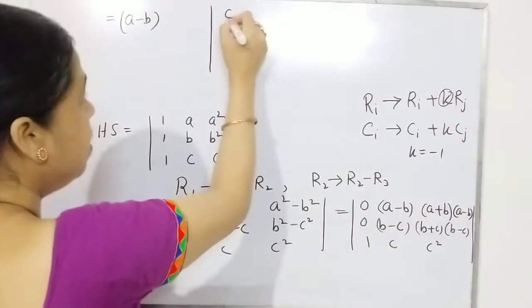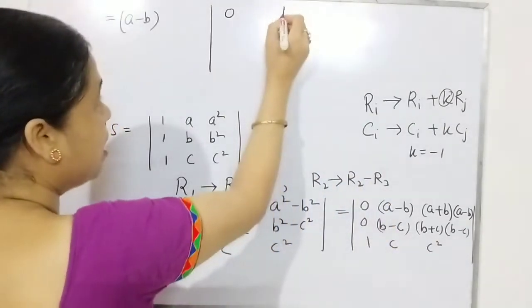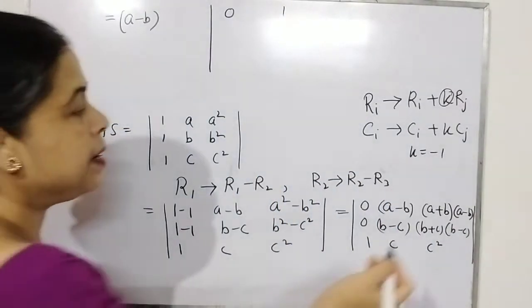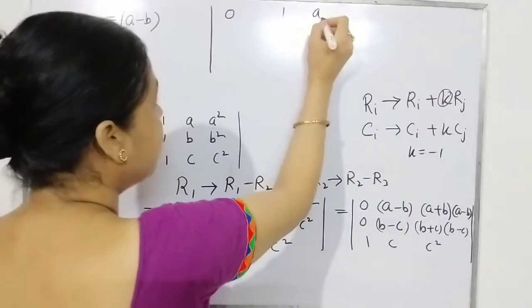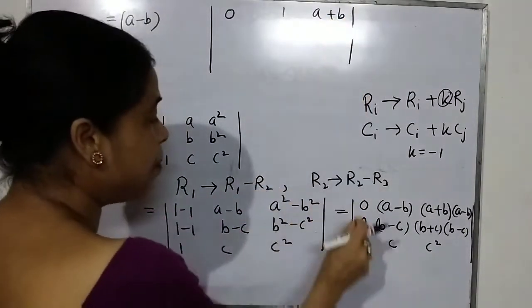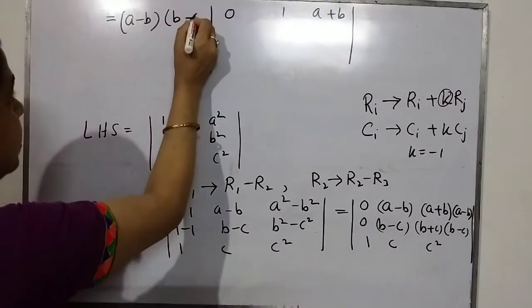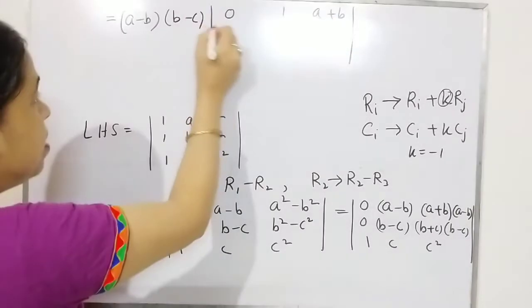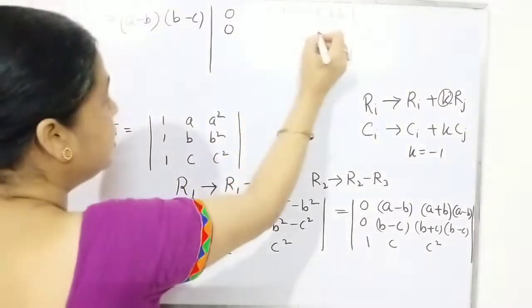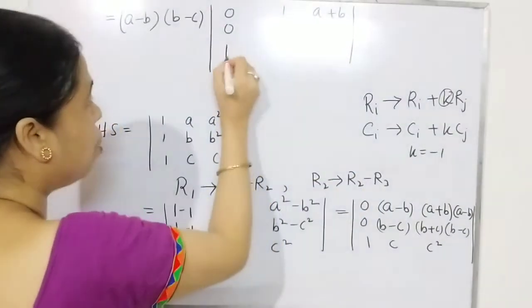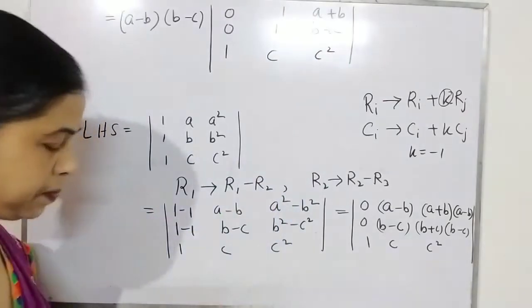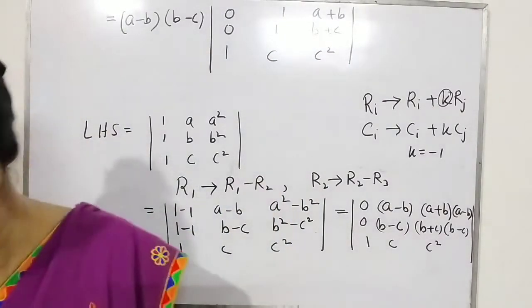If I take common A minus B from the first row, what is left in the first row? You see, 0 will be there. It can be considered as 1 into A minus B, so 1 will be there. Then here A minus B is taken common, so what is left? A plus B. In the same way, from the second row also, I can take common B minus C. Then what is left here? 0, 1, and this is B plus C. Keep the third row as it is. Okay, this is done. Hope you understand it.